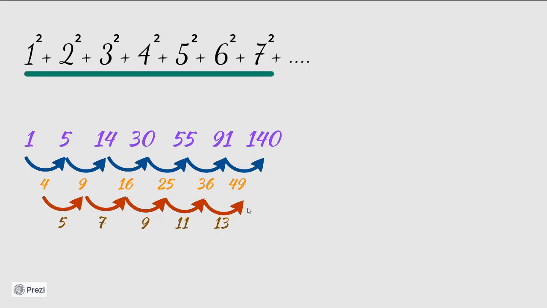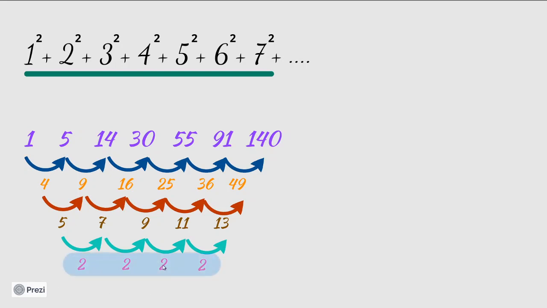Well, then we will take the difference of the difference of the difference. So we'll take the difference of these numbers. 7 minus 5 is 2. 9 minus 7 is 2. 11 minus 9 is 2. 13 minus 11 is 2. Perfect. So these numbers are the same.